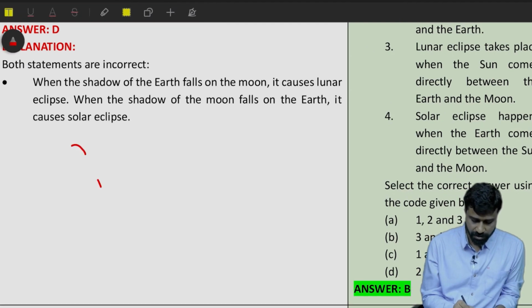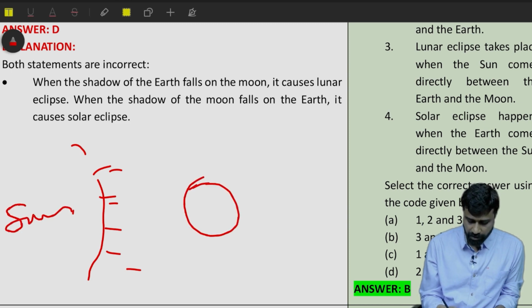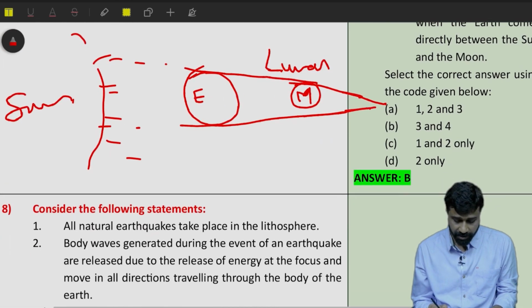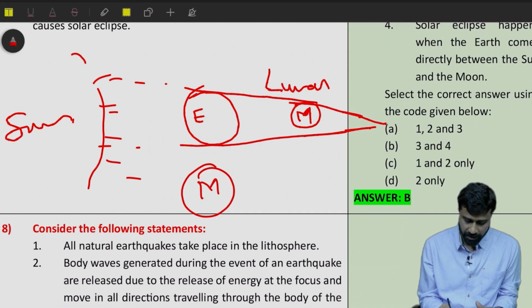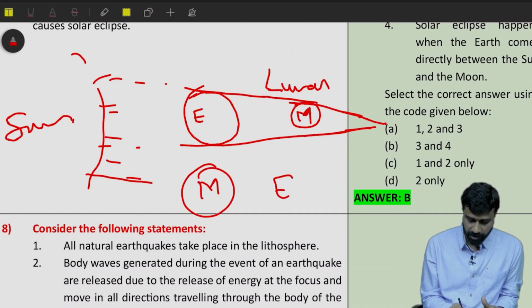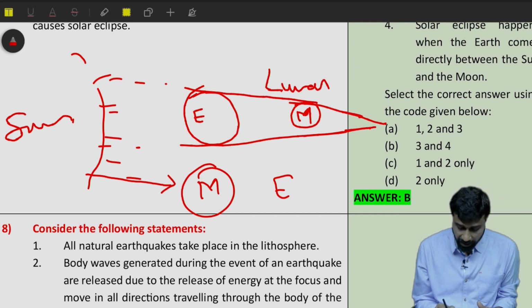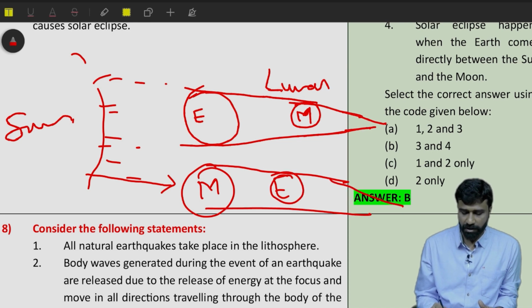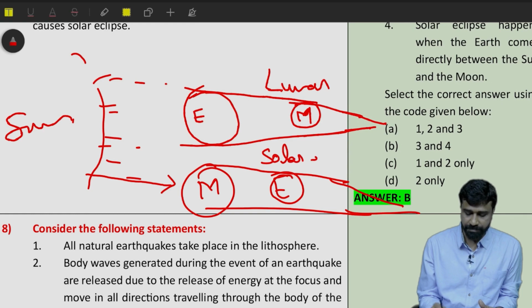So this is the sun. You have the earth. You have the moon. If the moon is in the shadow zone of the earth, this is called a lunar eclipse. Similarly, if the moon is coming in between the earth and the sun, and the earth is in the shadow zone of the moon, this is called a solar eclipse, right?